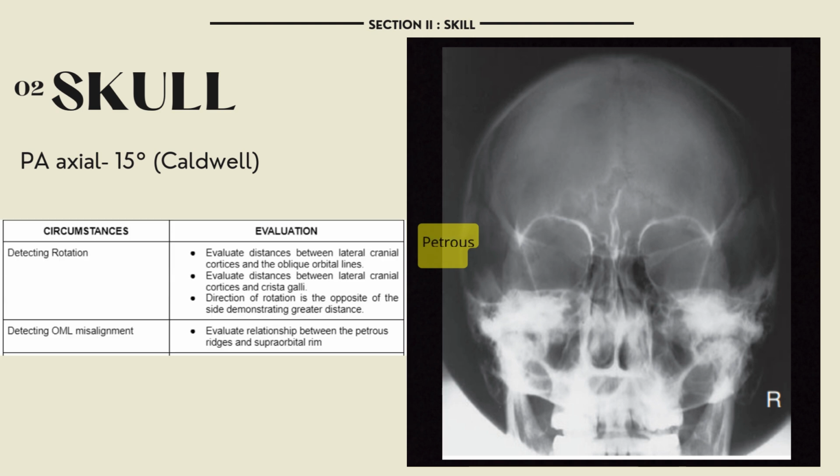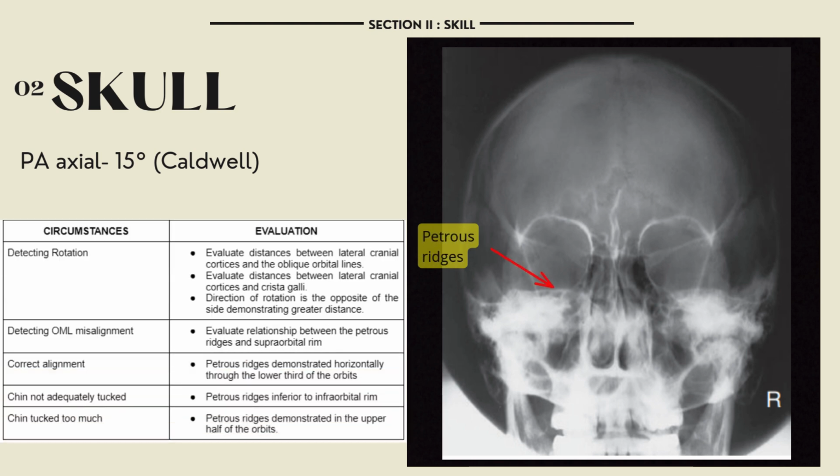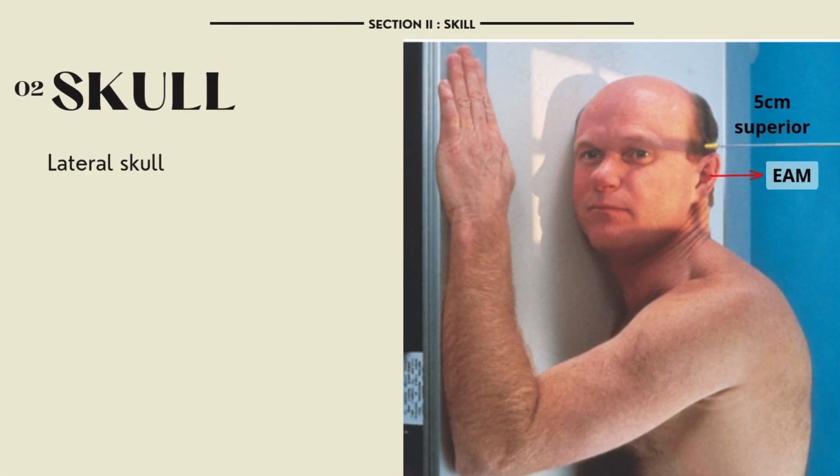In a correct alignment, the petrous ridges are demonstrated horizontally through the lower third of the orbits. However, if the petrous ridges are situated inferior or superior to where they should be, this is due to incorrect chin alignment. Next is the lateral skull.